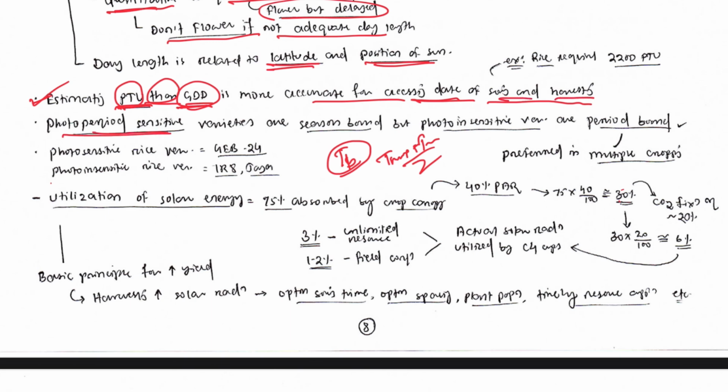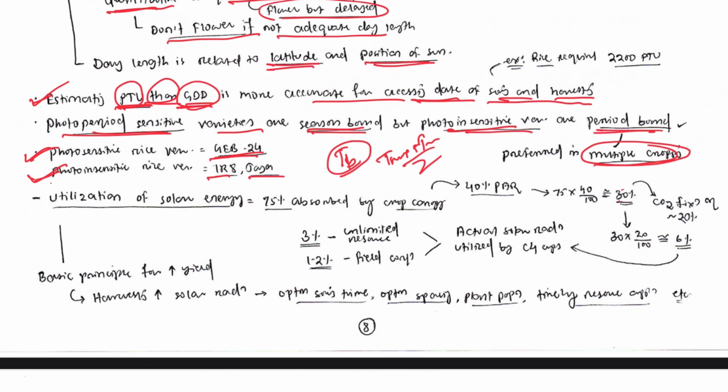Photoperiod sensitive varieties are season bound. You have to stick to the season for those varieties which are photoperiod sensitive. Photo insensitive varieties are period bound, so they are mostly preferred in multiple cropping. Now, a photosensitive variety of rice, for example, is GEB 24. Photo insensitive varieties of rice are IR8 and Jaya.